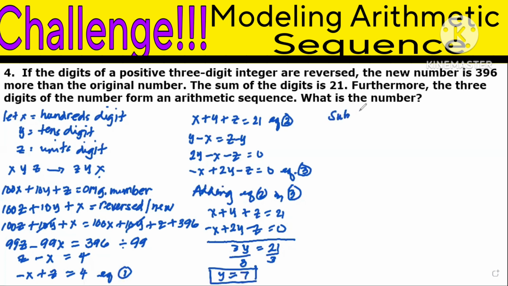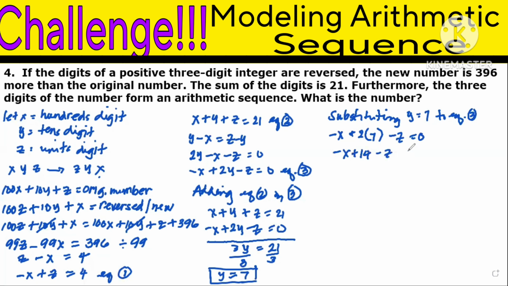So substituting y equals 7 to equation 3, what do we get? Minus x plus 2 times 7 minus z equals 0. Or minus x plus 14 minus z equals 0. Or negative x minus z equals negative 14. So this will serve as our equation 4.